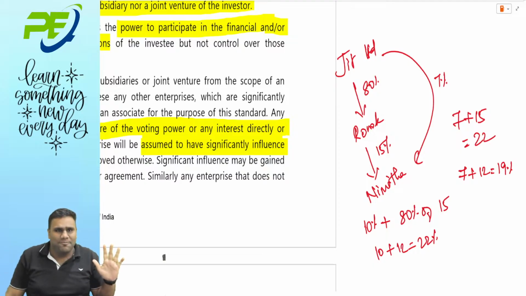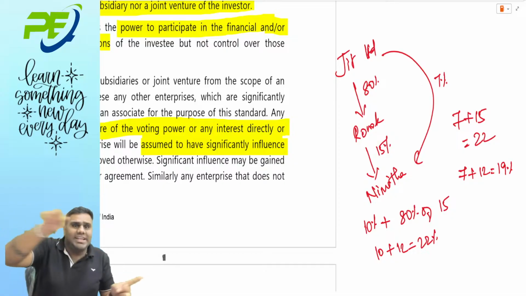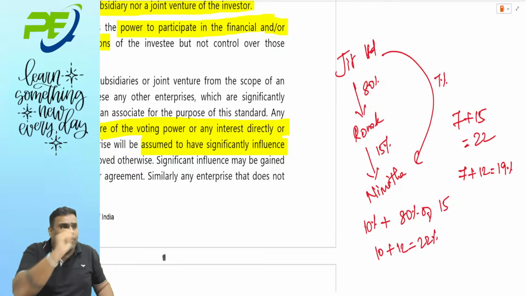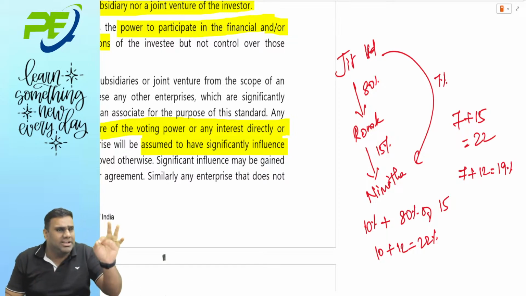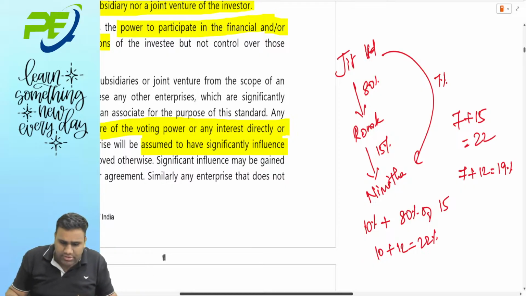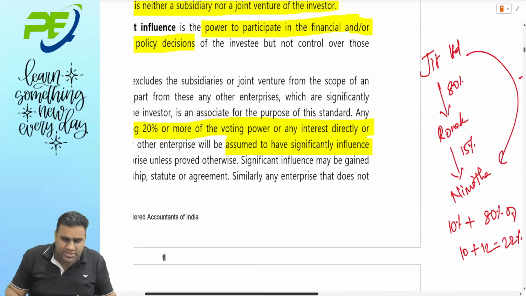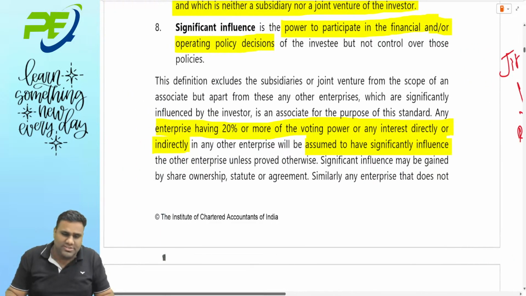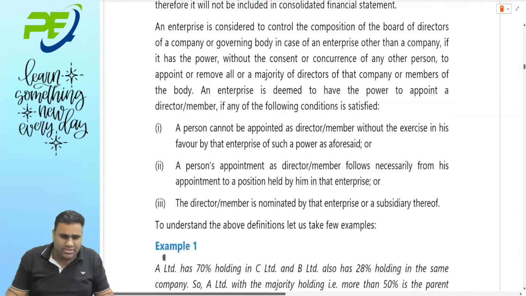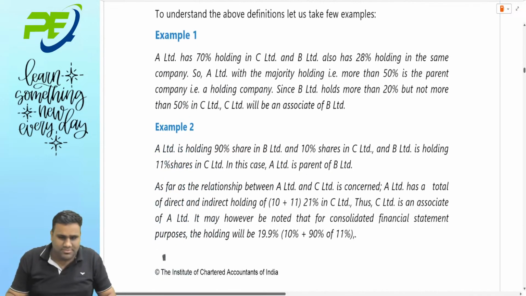You see the beauty? To decide whether it is an associate or not, we calculate both. But for the numbers in consolidation, we calculate the exact percentage which we are holding. If you have understood this, 33% of the standard is done. Then all this is not required, a waste of time.